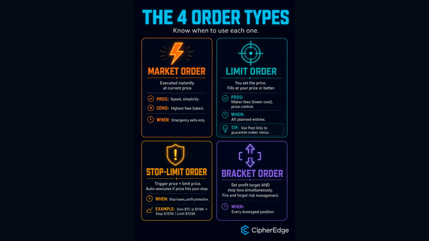Stop limit orders are 2-part orders, and they're what you use for automated risk management. There's a trigger price, called the stop, and an execution price, the limit. When the market hits your trigger, the limit order activates and goes to the book.